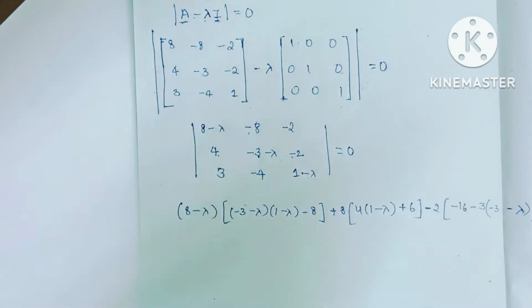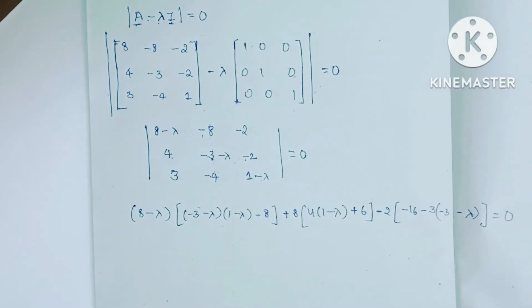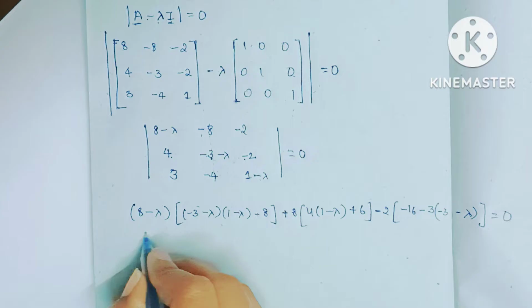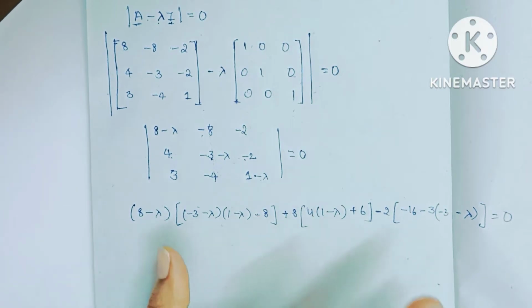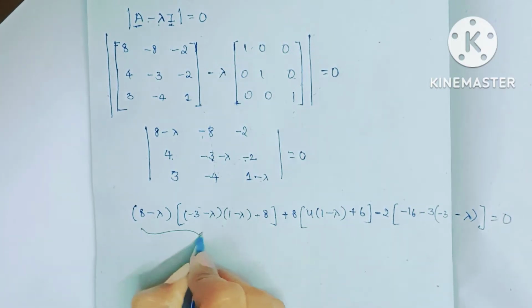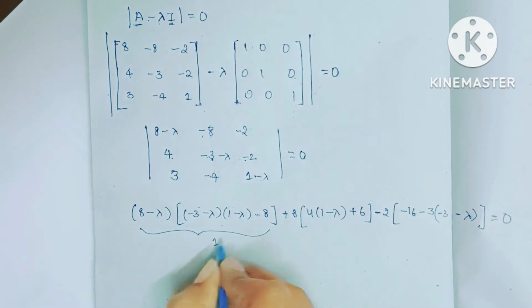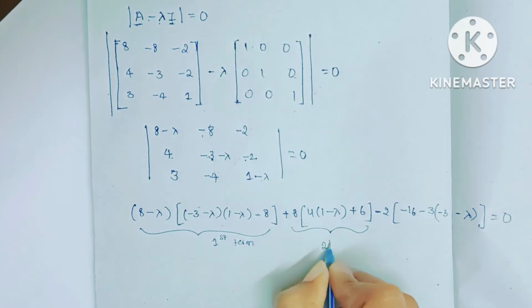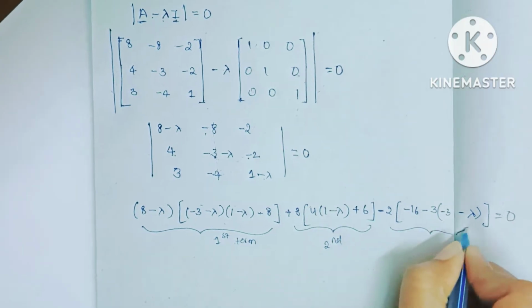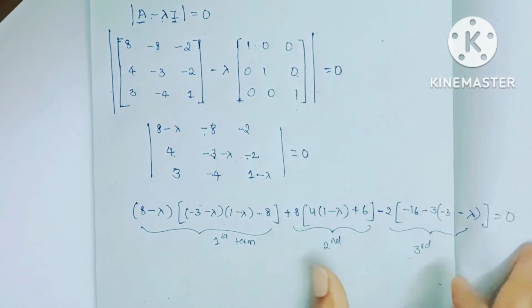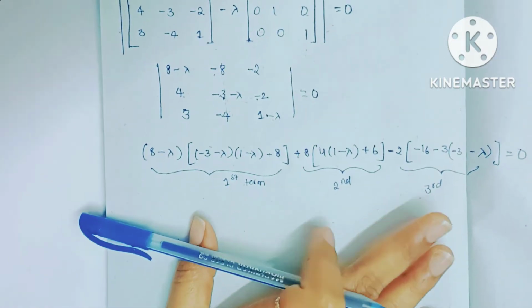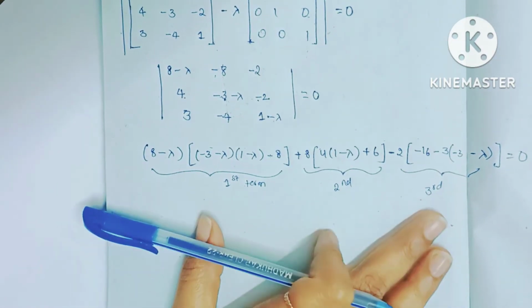Okay, and so for simplifying we need to make one simple step. We can assume this is the first term, this is the second term, and this one is the third term. So we will simplify each term and add them together, so that we can avoid mistakes.